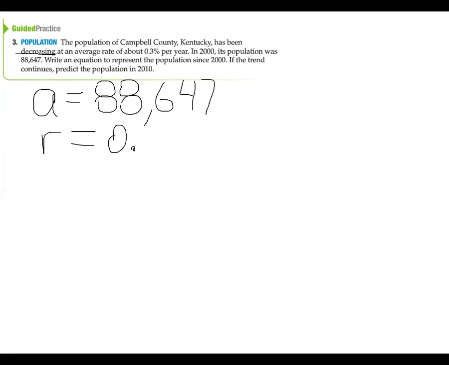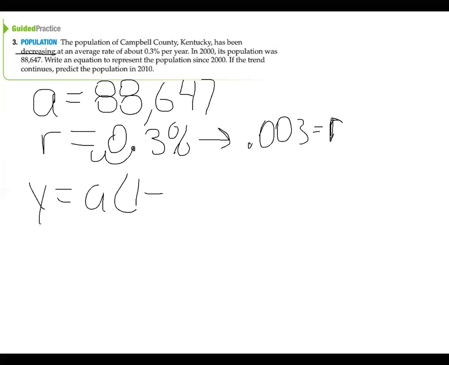So I know the initial amount of people in 2000 was 88,647. And I know that r is 0.3%. Now be careful, even though there's a decimal in the percentage, it's still given with the percent symbol, which means it's still a percent. We have to move it 2 decimal places to the left to get our r value. So r is 0.003. So you have y equals a times 1 minus r to the t.